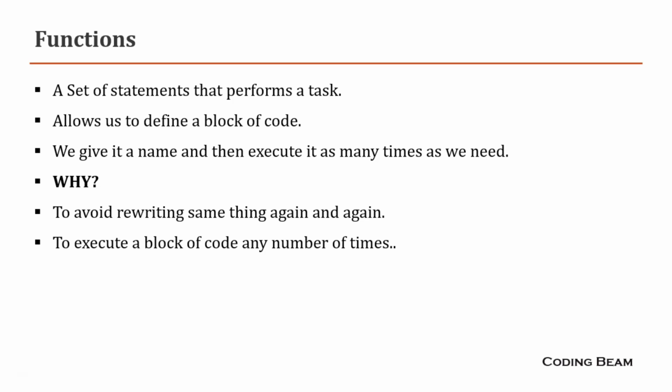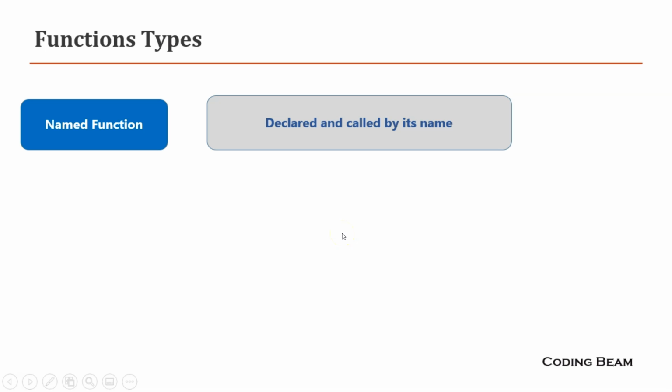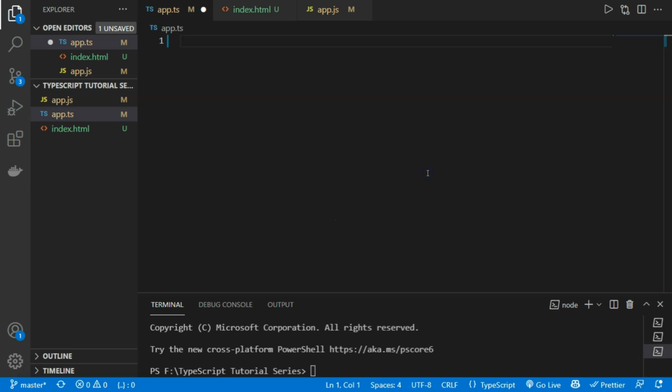So these are the functions, and there are some types of functions. The first is the named function, which is one where you declare a function and call it by its name. Let's see an example in VS Code. To declare a function, the syntax is first the function keyword, followed by the function name, like print, and then the parentheses. So we have now just declared the function, and now we are calling the function by its name. So this is a named function.